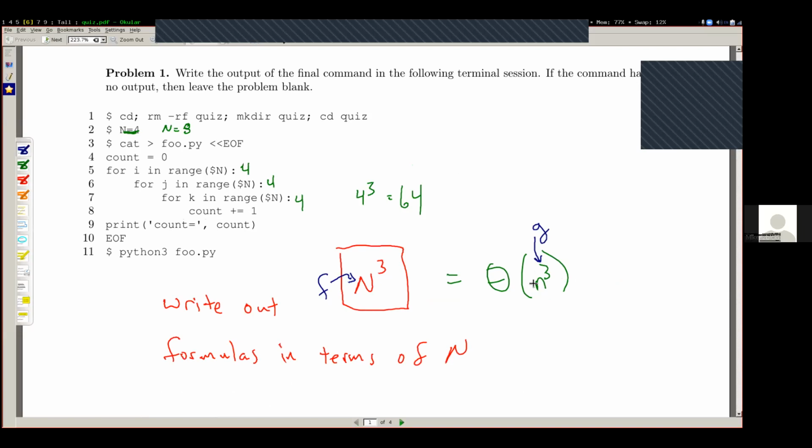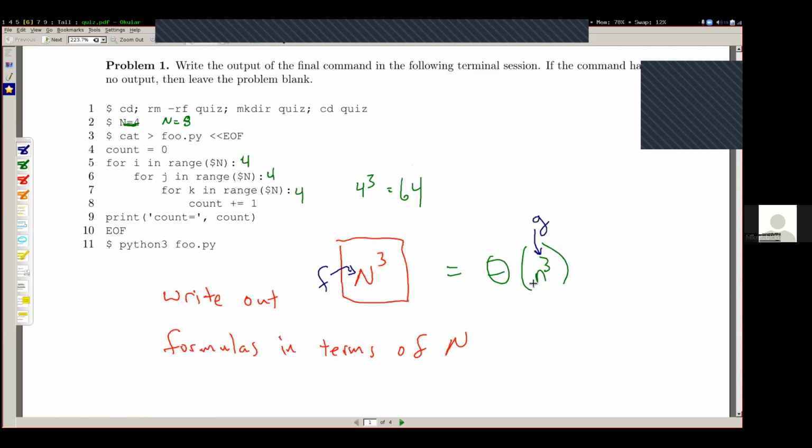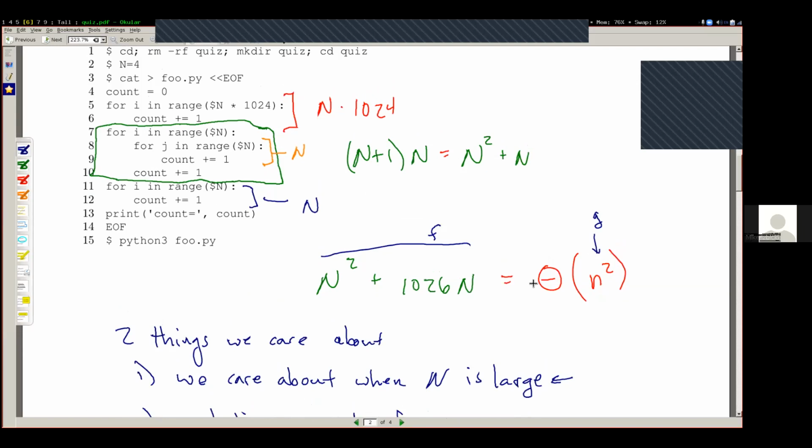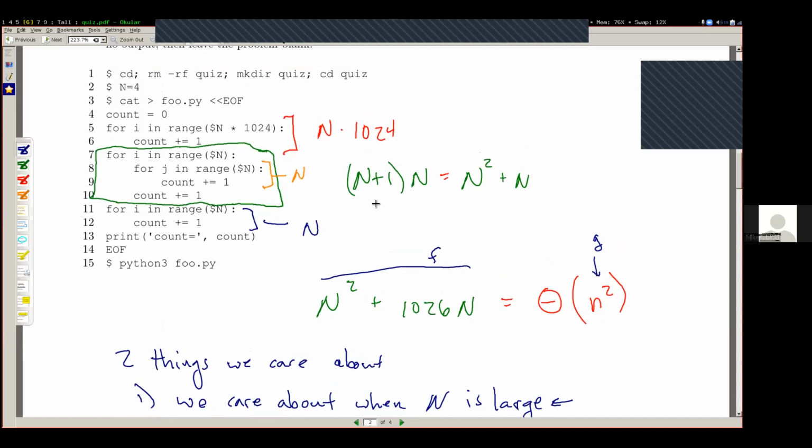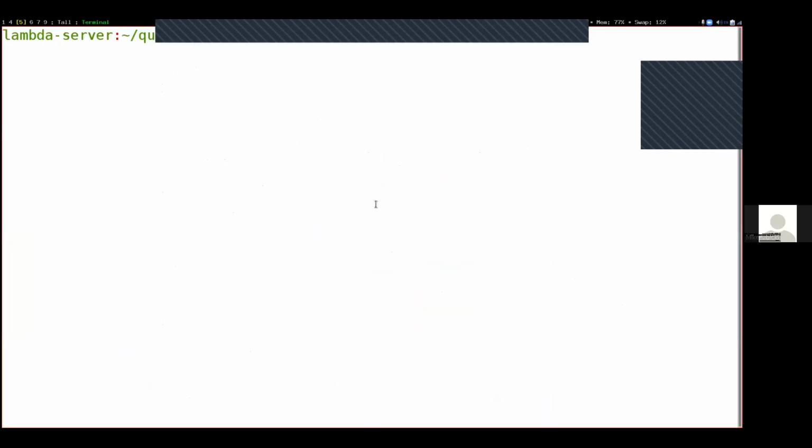This is a little bit counterintuitive because if we just look at how much code is there, there are many fewer lines of code in problem 1 than in problem 2. Problem 2 looks more complicated, so it looks like it might take more time to run. But we'll see that that's not actually the case.